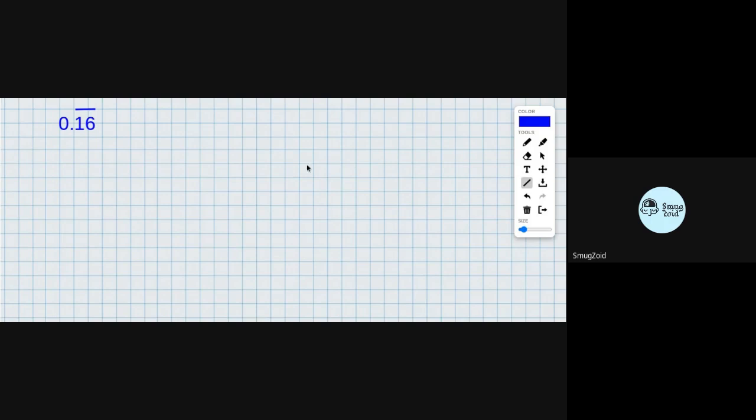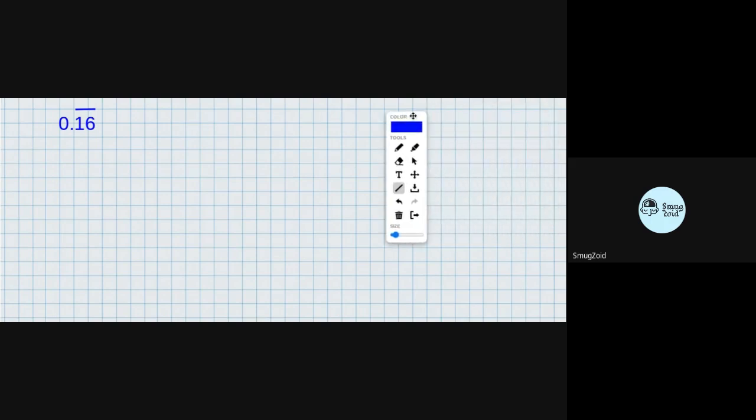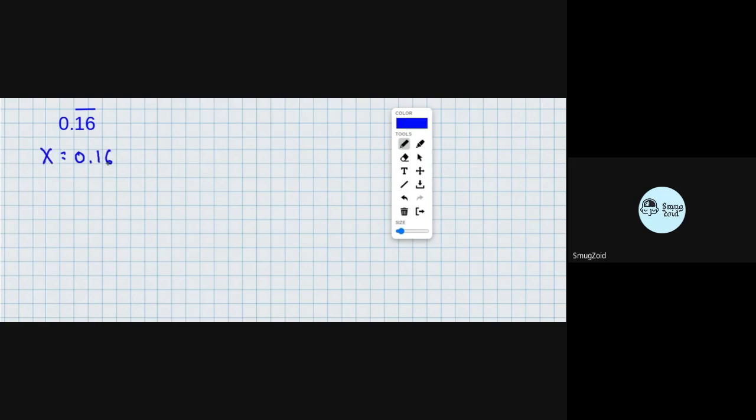I'm going to convert a repeating decimal to a fraction. And how I do this, I first take this number and I make it equivalent to x. So I say x is equal to 0.16 repeating. The next step is I'm going to multiply both sides by 100. In this case, this would be 100x. And this guy, if I multiply by 100, it'd be 16.16 repeating.